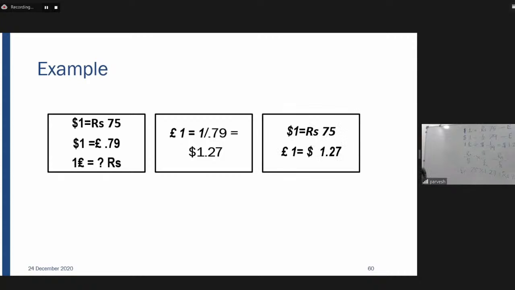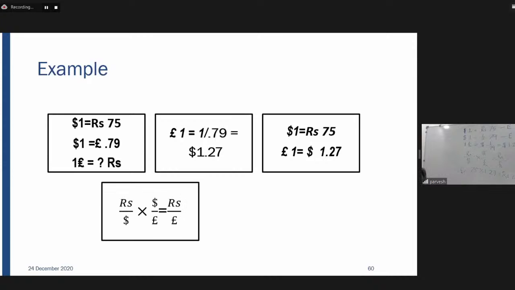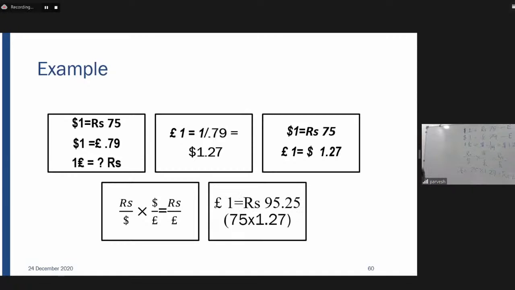So now we have both the quotes with us. The first quote is the European quote. The second is called the American quote. So both are in the set order. So we can now multiply the two quotes, rupees upon dollar into dollar upon pound. Dollar cancels out, so we have rupee upon pound, which means 1 pound will be equal to 95.25. I think most of you have done this correctly.